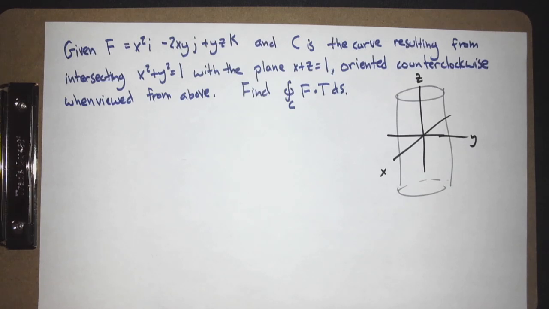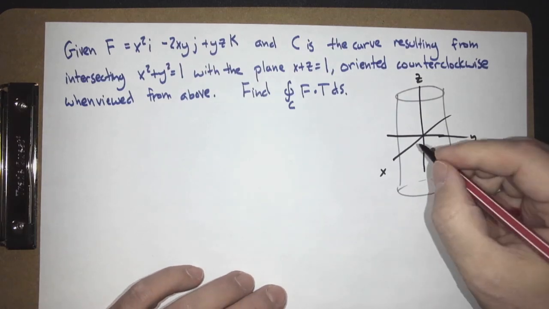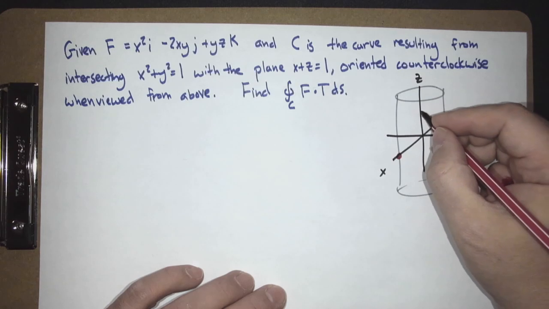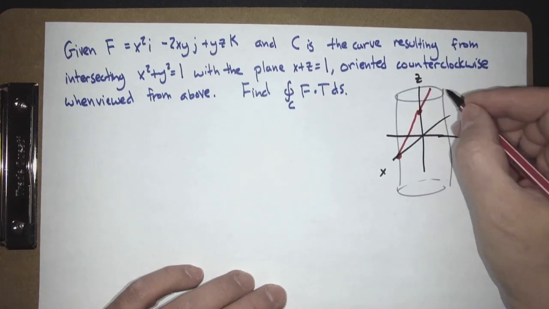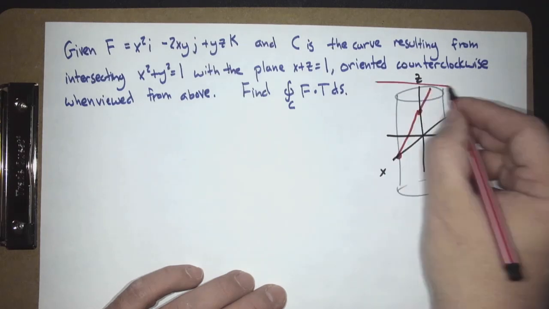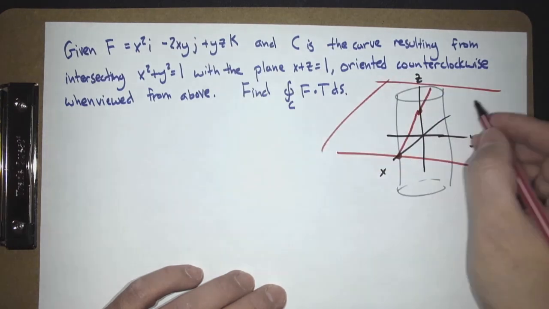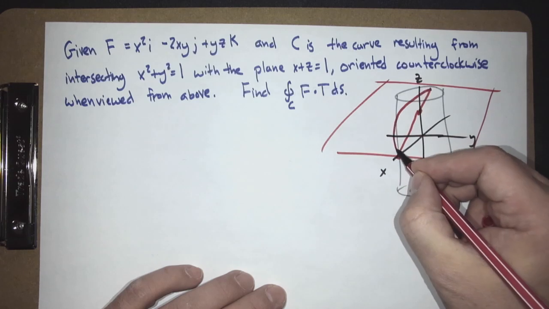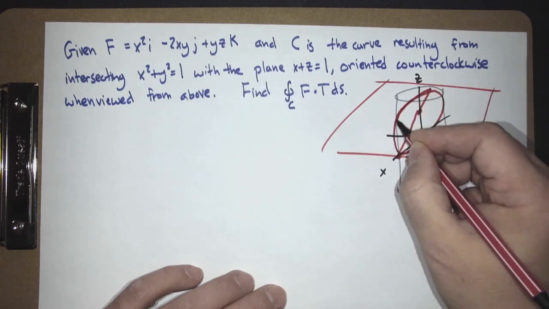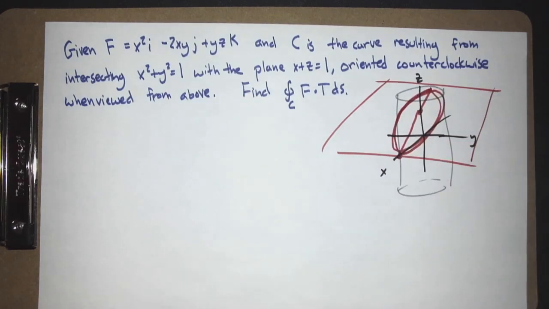All right. Where is our plane? x plus z equals 1. Well, it's not too hard to plot a couple points. It looks like a line in the xz plane. And then you copy it back and forth. So when you intersect, the intersection is, roughly speaking, an ellipse.